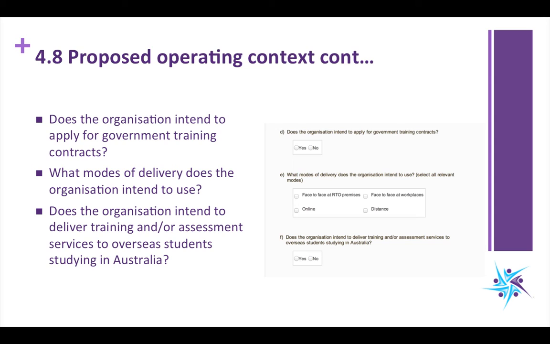I can understand if you're aiming at going online and that's the only way you want to deliver, and why you wouldn't want to buy all of these materials for your face-to-face delivery mode if it's going to be online. So you just got to make sure you've got everything in place for your online delivery mode before the audit. Next question is does the organisation intend to deliver training and or assessment services to overseas students studying in Australia? This is CRICOS.